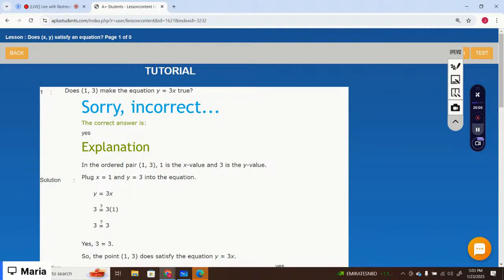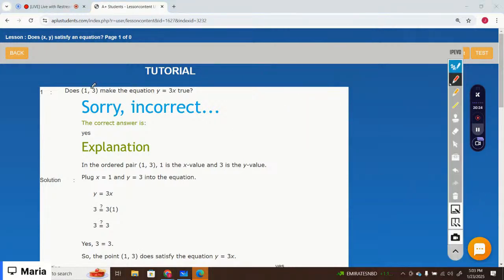Let's just start with the lesson. Does xy satisfy an equation? So the first one is, does (1, 3) make the equation y equals 3x true? So (1, 3) is an ordered pair, right? The first value is always the x value, so x equals 1 and y equals 3. So we need to replace the values in the given equation. y is 3, x is 1. 3 times 1 is 3, so both sides of the equation are exactly equal. That means the point (1, 3) satisfies the equation.